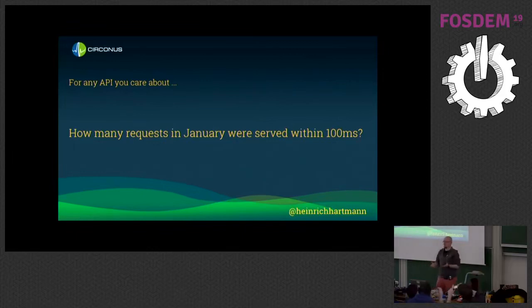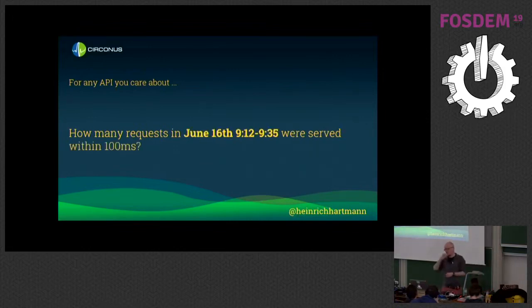It seems like a fairly basic question, right? Like, you're monitoring it. So how would you actually do it? Can you answer this question already? What about 150 milliseconds? What about maybe 180 milliseconds? What about if we had a problem on June 16th, 2018, between 9:12 and 9:35? How many requests were served within 100 milliseconds? I guess, who can actually answer that question for any of their APIs?